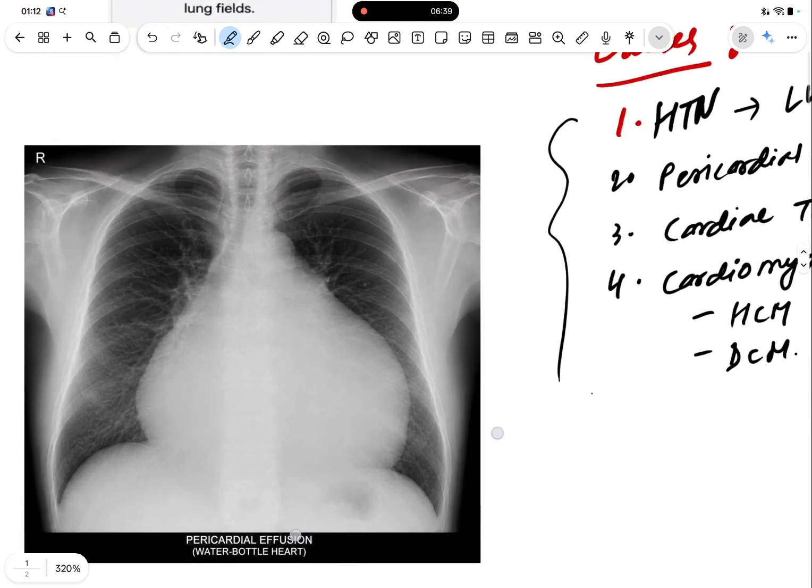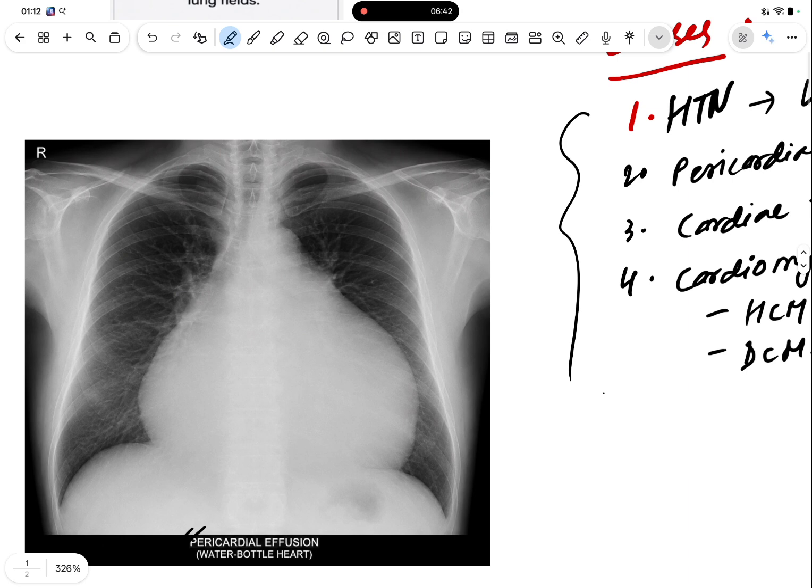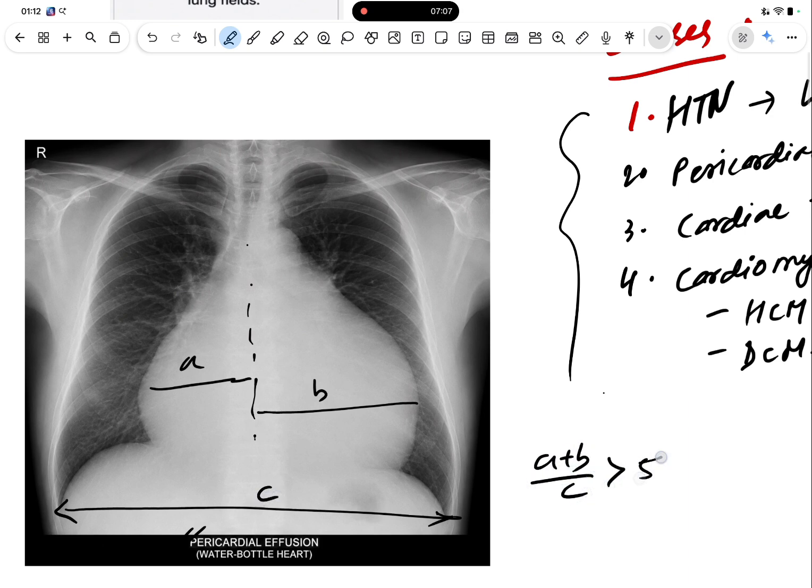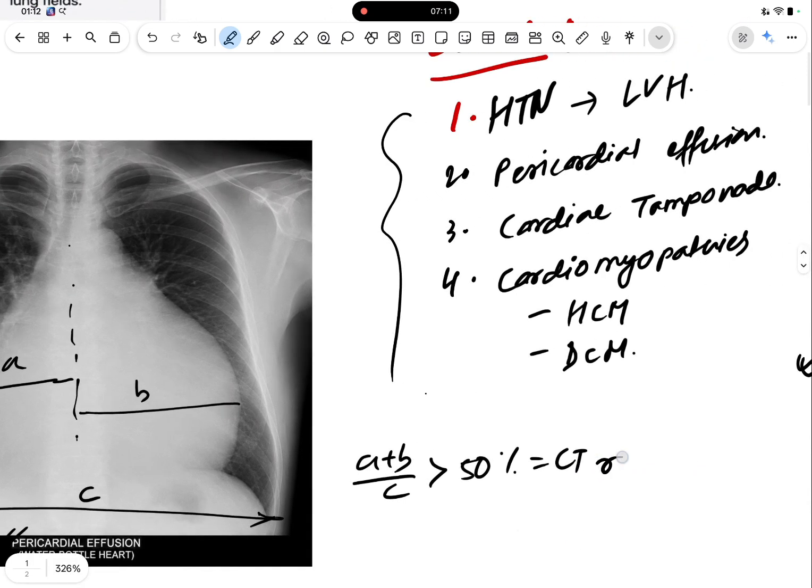See, this is an example of pericardial effusion. This is a clear-cut cardiomegaly. This is the maximum length on both sides of the cardiac shadow, A and B. If we assume this to be the midline, right, and this is the maximum thoracic width, C, clearly A plus B by C is more than 50%. There is a raised CT ratio. So we can call this an example.